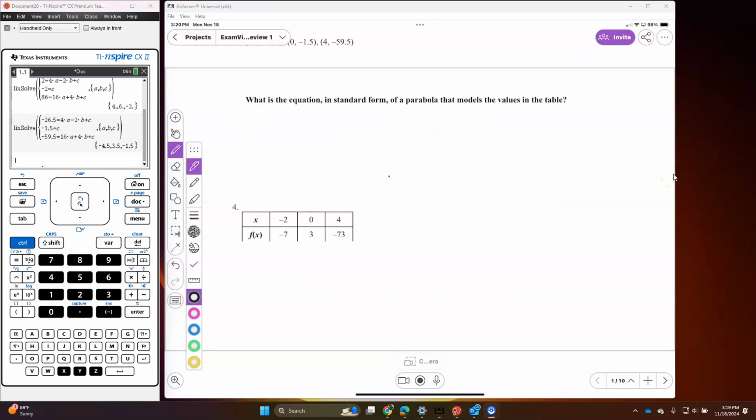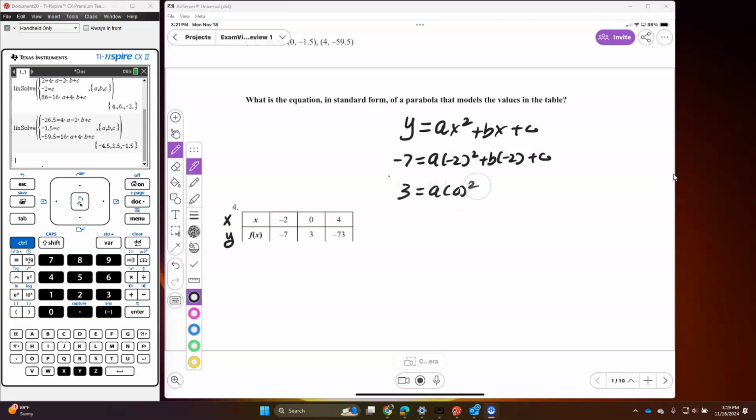Number 4, what is the equation in standard form of a parabola that models the table? So I have y equals ax squared plus bx plus c. Remember that this is x and y. So you have negative 7 equals a times negative 2 squared plus b times negative 2 plus c. The next one is 3 equals a times 0 squared plus b times 0 plus c. And the last one is negative 73 is equal to a times 4 squared plus b times 4 plus c.